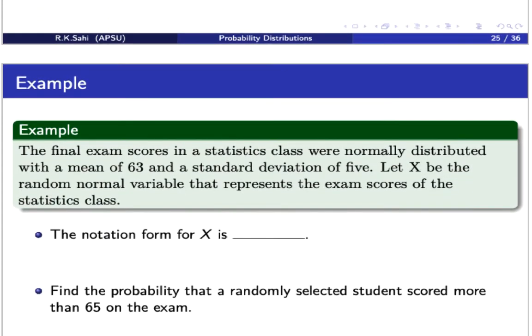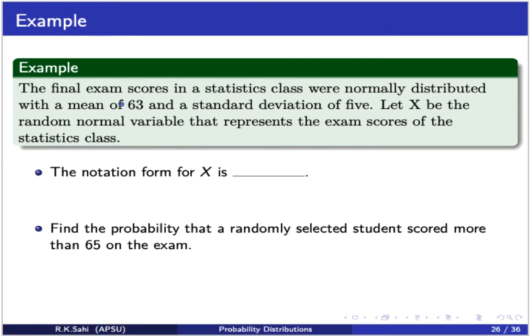Let's look at another example. The final exam scores in a statistics class is normally distributed with a mean of 63 and a standard deviation of 5. Let x be the normal random variable which represents the exam scores of a statistics class. So we're talking of a normal distribution. Remember, wherever you see normal, I am having a normal distribution. So what is the notation form? Remember, the notation form is N, and we need the mean. Mean is 63. Write down 63.